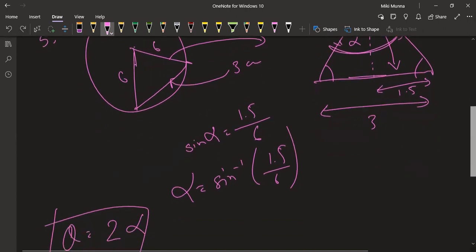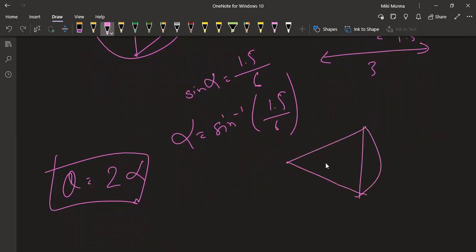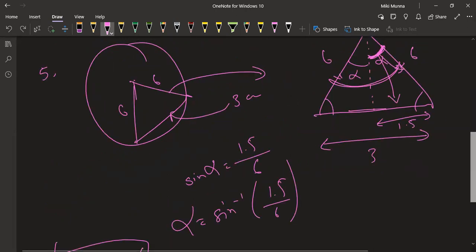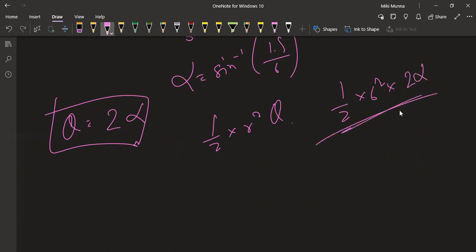Now, they are asking us to find the segment area. How do we find it? The sector is this one, and inside that, this triangle lies, isn't it? So if we subtract this triangular area from the entire sector area, we can find this segment area. Let's first find the sector area. We have the formula half r squared theta. So r is given as 6, so half times 6 squared times theta, which is 2 times alpha. Use this formula to find our sector area.